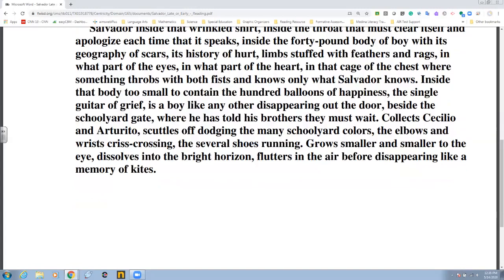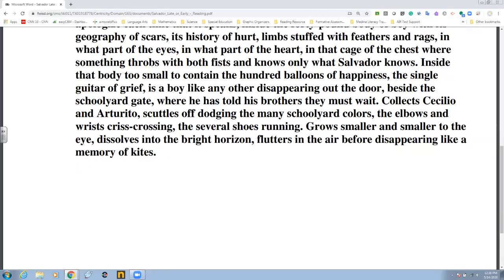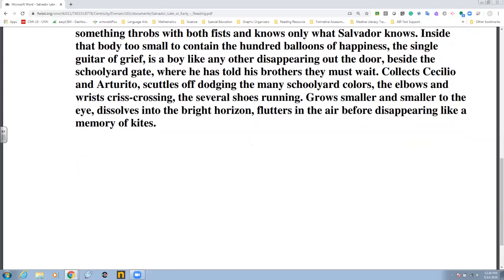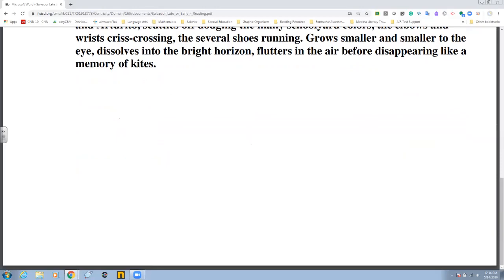Cecilio and Arturito scuttles off, dodging the many schoolyard colors, the elbows and wrists crisscrossing, the several shoes running, grows smaller and smaller to the eye, dissolves into the bright horizon, flutters in the air before disappearing like a memory of kites.